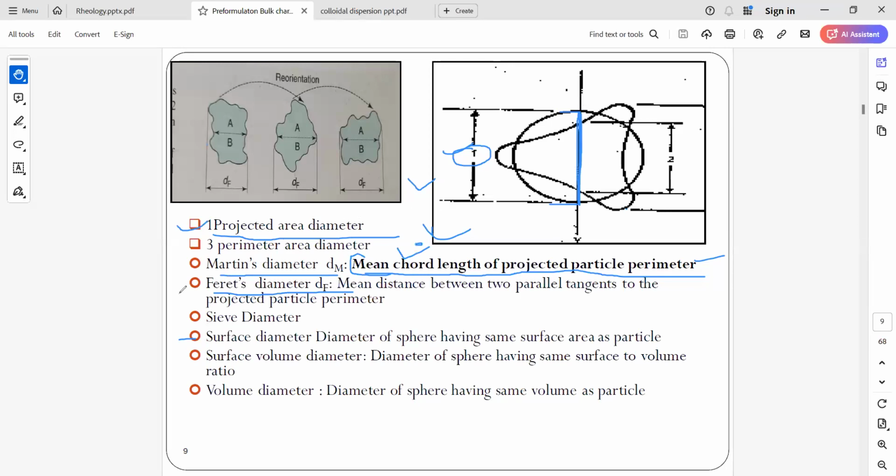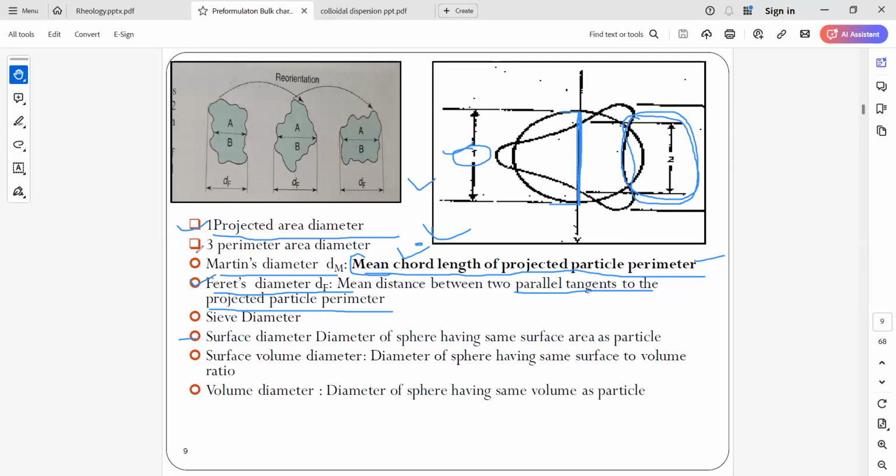Okay. And then we have Feret's diameter. In the case of Feret's diameter, this is the distance between two tangents. So this one is tangents. If you see here, the second one I have circled here, right? So this image you can definitely find in Martin's book also. It is very nicely shown.